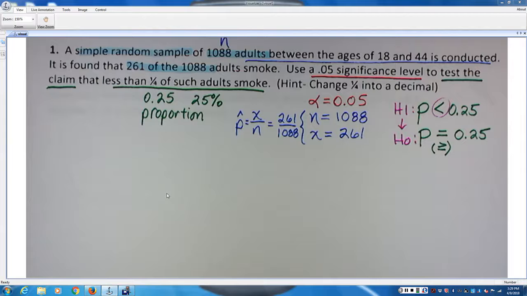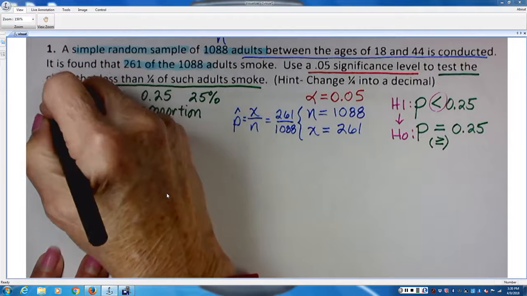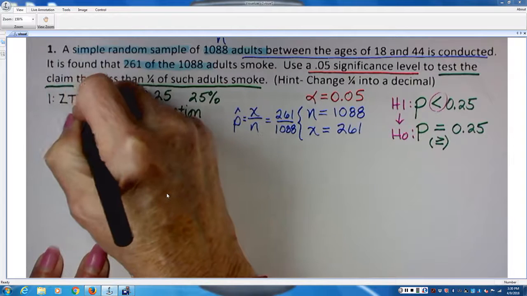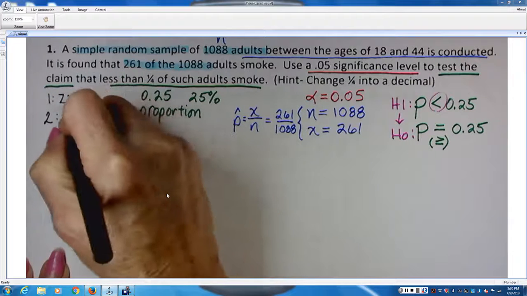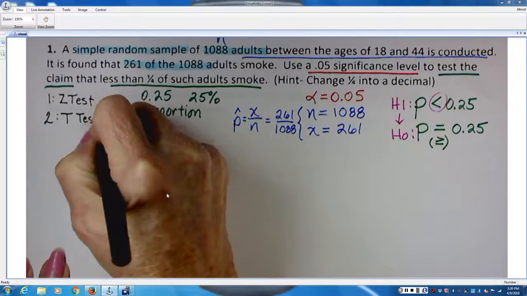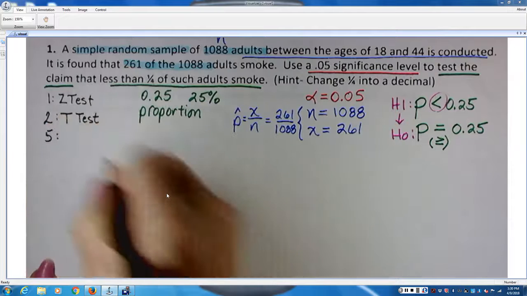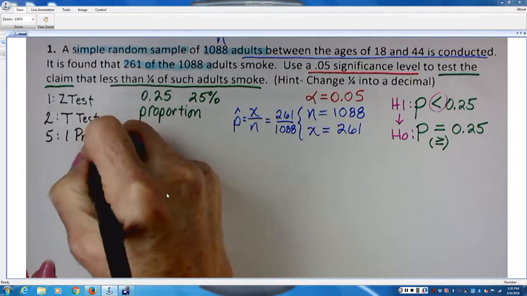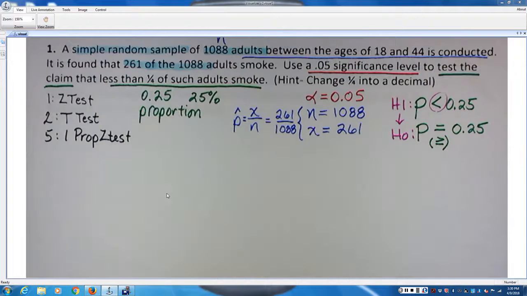So we've gathered all the information now, and the next thing we have to do is decide what kind of a test it is that we're going to do. So you have to choose your test. And the choices of the test are Z-test, T-test, and one prop Z-test. Those are your three choices.